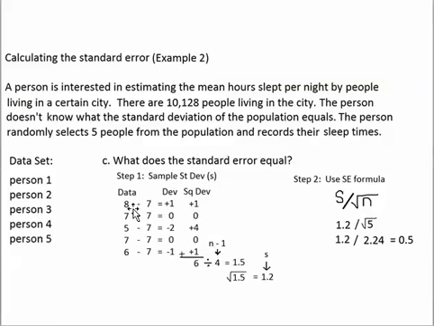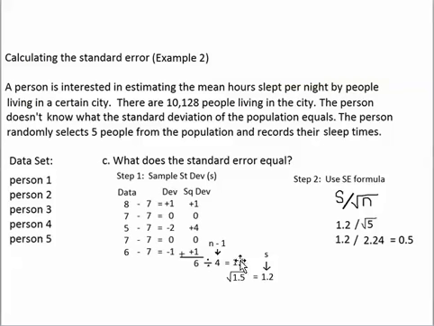So let's recap what we did. We subtracted each data value by the sample mean of 7. We got these deviations. We multiplied each deviation by itself to square them. We added the squared deviations and divided the total by n minus 1, 1 less than the sample size.